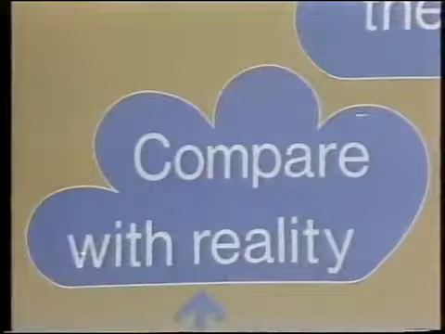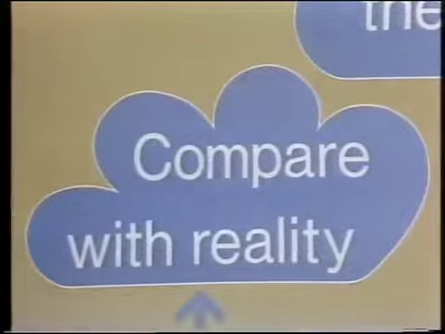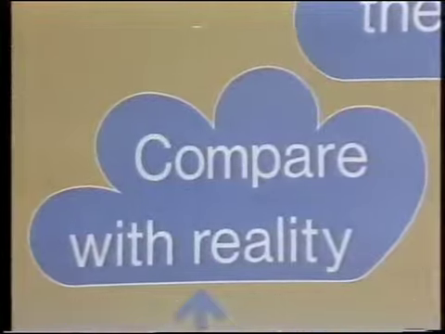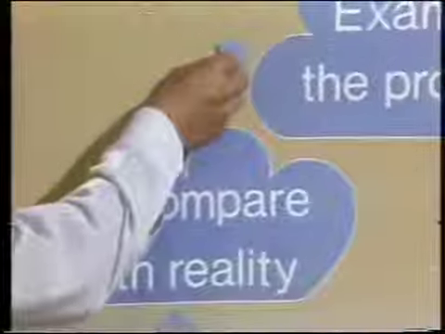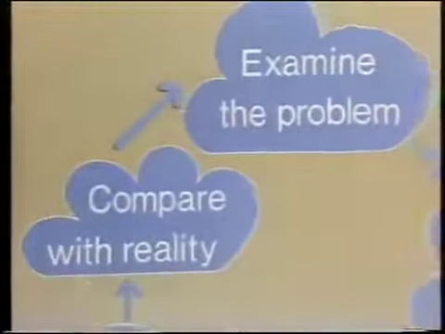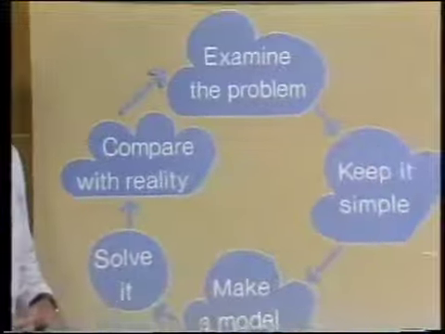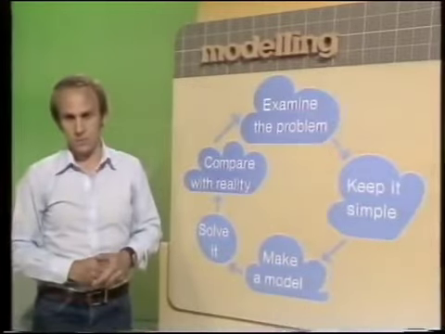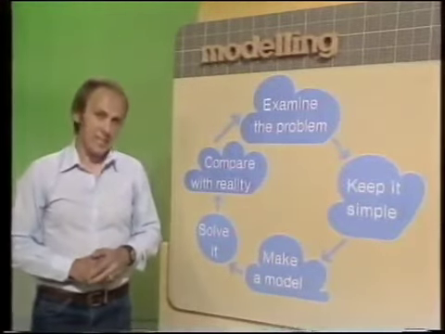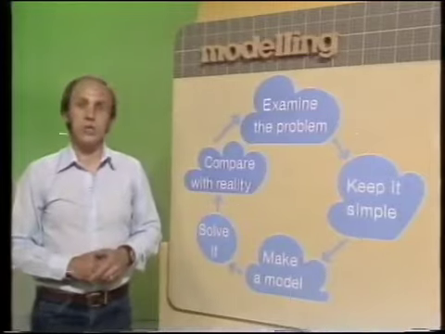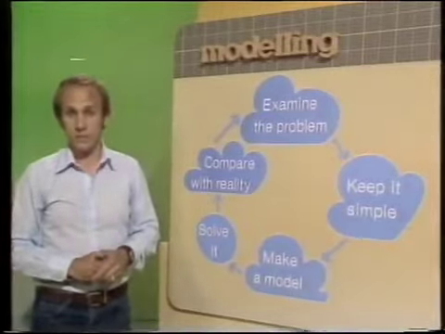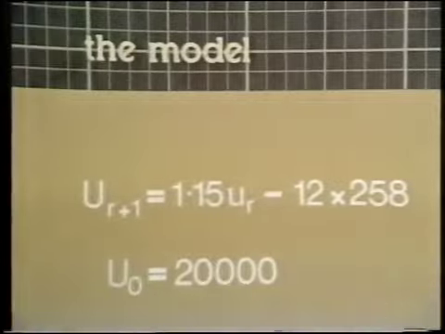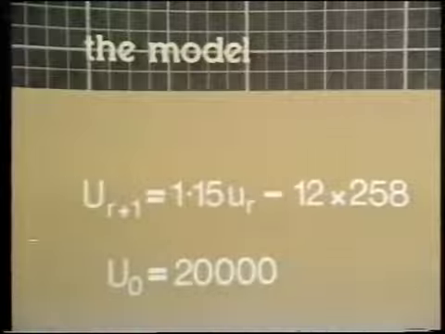And that's comparing the predictions of our model with reality. And as a result of this comparison, we may well have to re-examine the problem again and go round this cycle of events. This time taking into account the things that we left out before, like surveyors' fees, solicitors, insurances, and so on. Now, we're not going to do that here. Instead, we're going to check the figures that our model gave us. Now, remember what our model was. It's this recurrence relation together with the initial value U0.